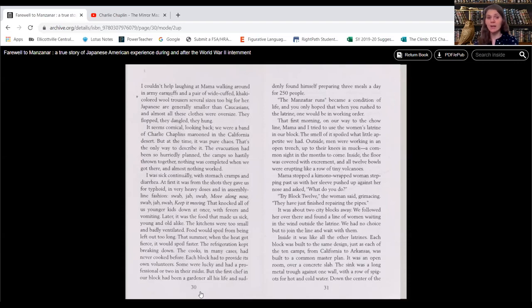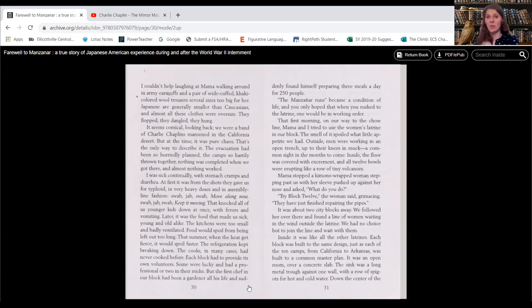Some were lucky and had a professional or two in their midst. But the first chef in our block had been a gardener all his life and suddenly found himself preparing 3 meals a day for 250 people. The Manzanar runs became a condition of life, and you only hoped that when you rushed to the latrine, one would be in working order.